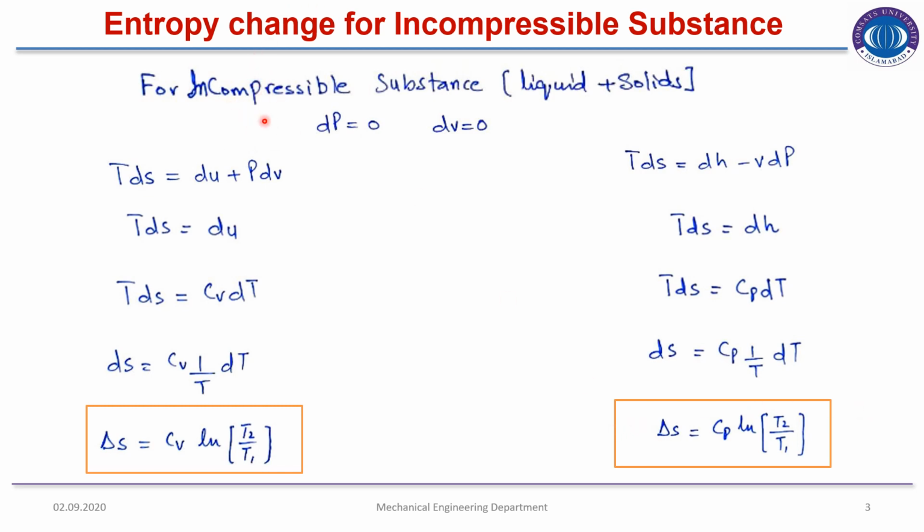As we know, for an incompressible substance we have only a single value of C. So Cp and Cv are equal. Therefore, the relation to calculate the change of entropy for an incompressible substance is C into natural log T2 over T1.